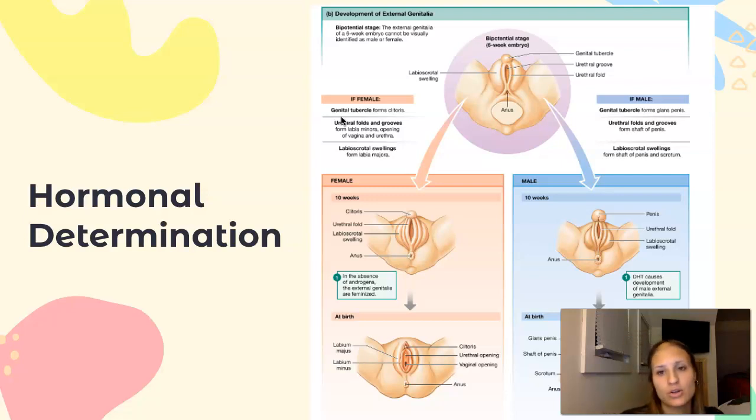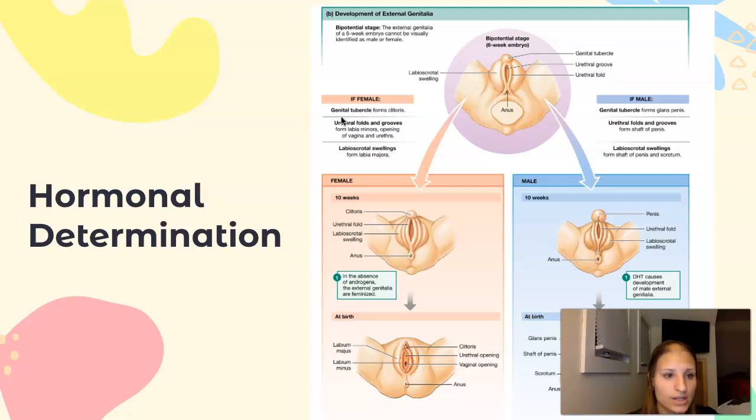So if the bipotential gonad is to become female, the genital tubercle will form the clitoris, the urethral folds and grooves will form the labia minora and the vaginal opening and the urethra, and the labioscrotal swellings will form the labia majora. So this feminization of the external genitalia happens in the absence of androgens, as we talked about before.